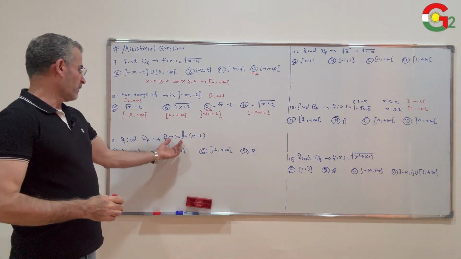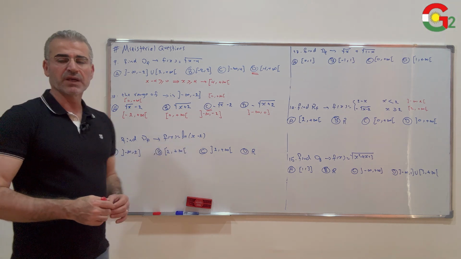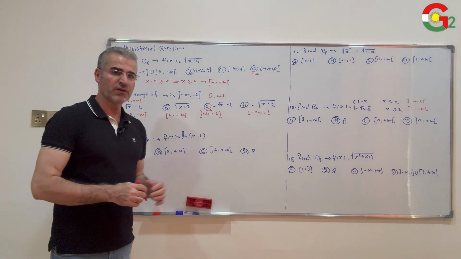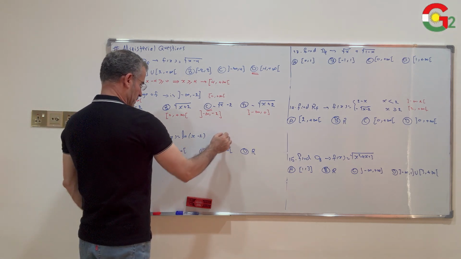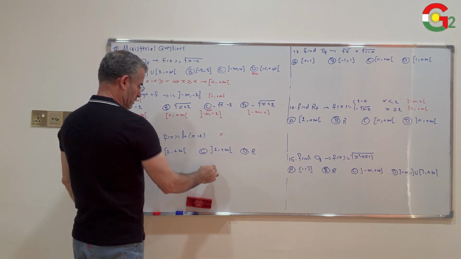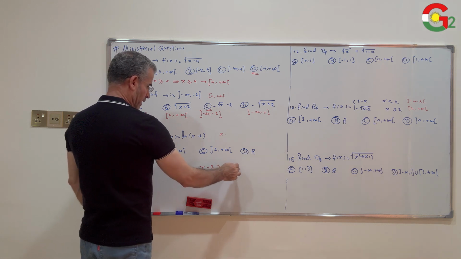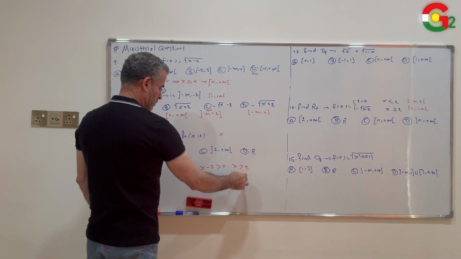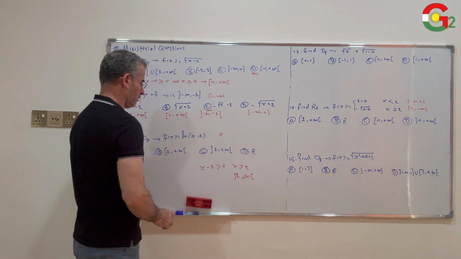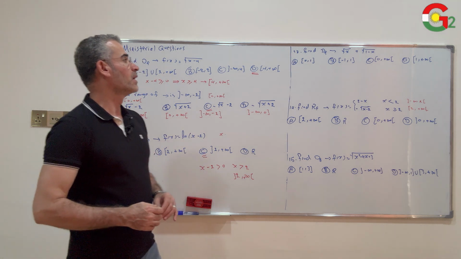Find the domain of the function f of x equals ln(x minus 2). Since ln is defined only for positive numbers, I set x minus 2 greater than 0, then x greater than 2. Then the domain is 2 to positive infinity, open bracket from the side of 2, choice number C.